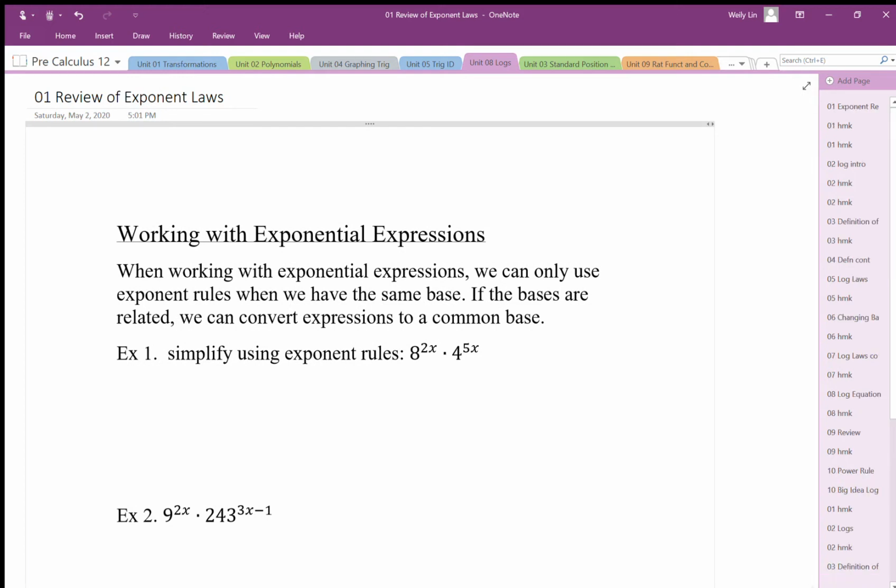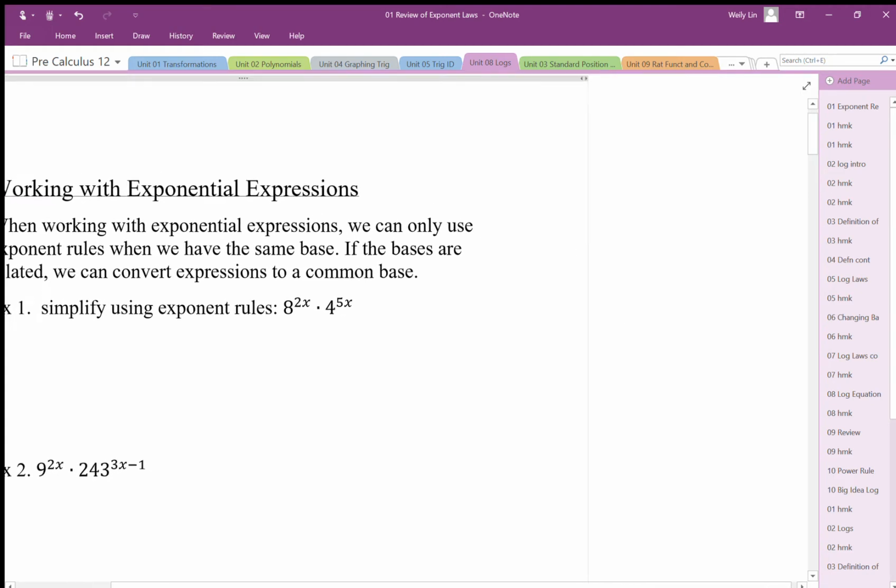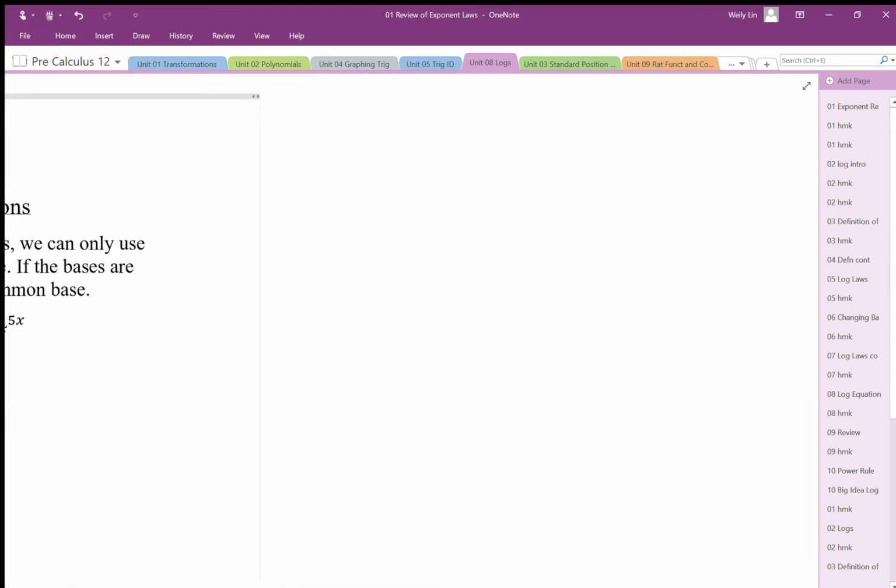So we're starting a new unit. This unit is logs, but really logs are about exponents. So we're going to start with exponents, make sure we understand exponents, and then we will transition into how that relates to logs. So there are some basic exponent rules that we should already know from previous grades.